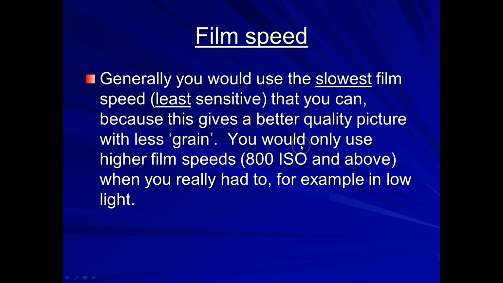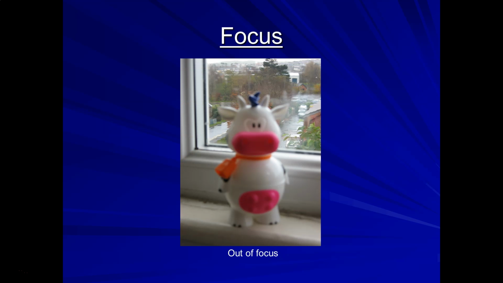And you generally always use the slowest film speed you could get away with, because it gives you better quality and less what they call grain. You'd only use higher film speeds, like for example 800, when you really had to. For example, if you didn't have very much light, and by using a slower film, you just couldn't get the exposure right. But if you use high film speeds, you can end up with something called grain, which looks like it's not the pixels of the picture. It's actually a grainy sort of structure to the picture, which again can be quite artistic, but it's generally considered to be low quality if you do that.